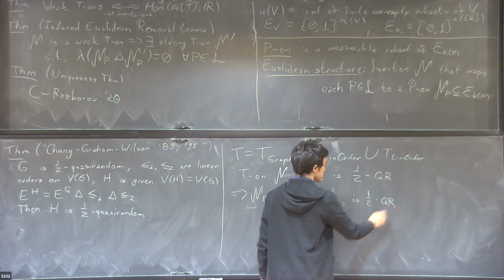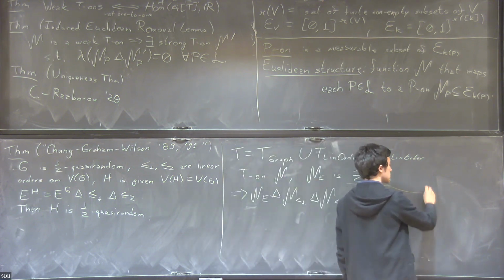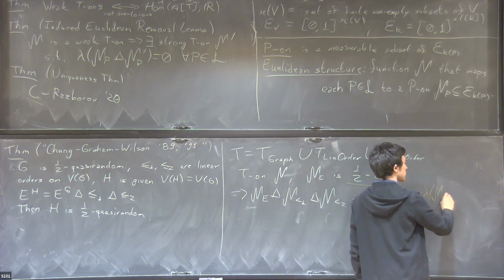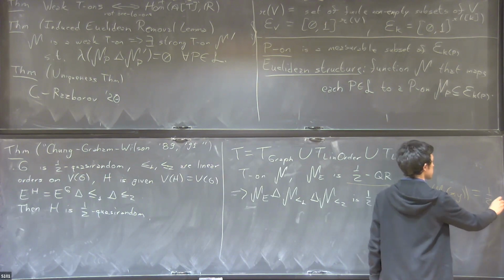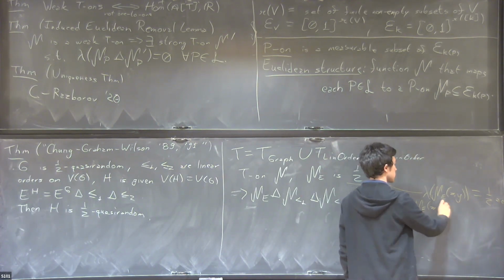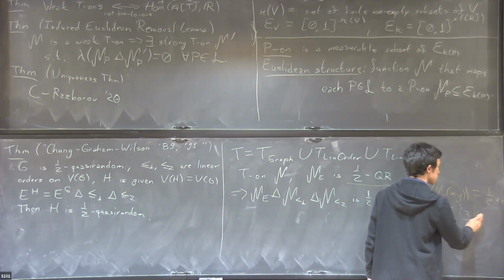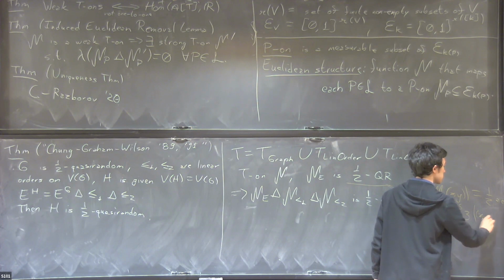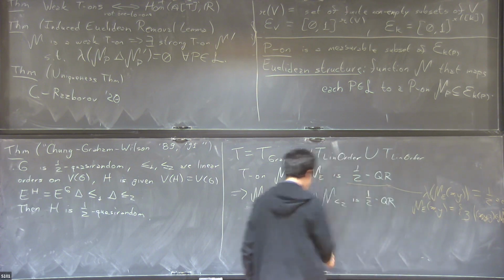And by our translation, we know what 1/2 quasi random means. 1/2 quasi random means that if you take the measure of these sets, it is 1/2 almost everywhere, where the set is the section. So this is how you state it in the limit.